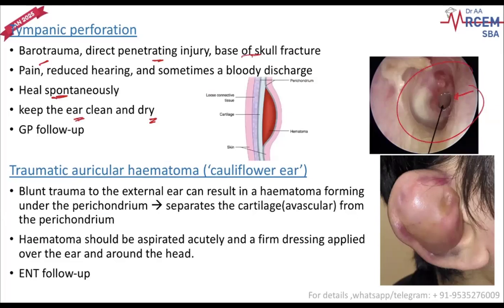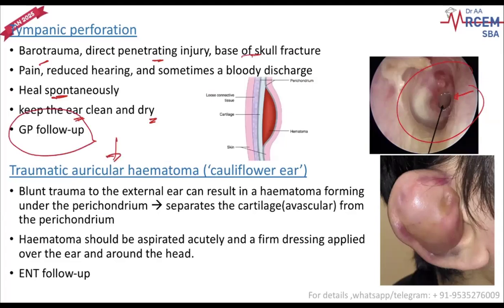If they do not maintain the hygiene, chances of infection are high, and the infection will directly enter into the middle ear. For that reason, make sure you explain to them the importance of keeping the ear clean and dry, and they follow up with the GP. No admission, nothing needs to be done for these patients.